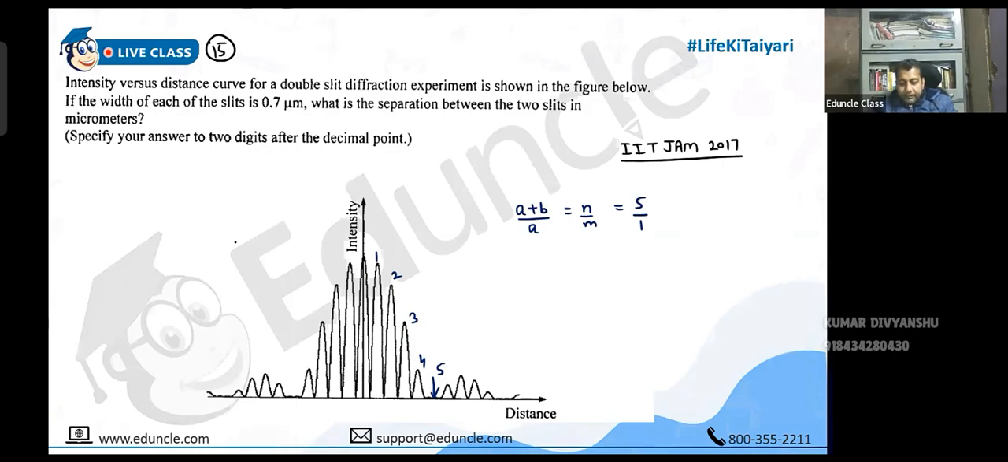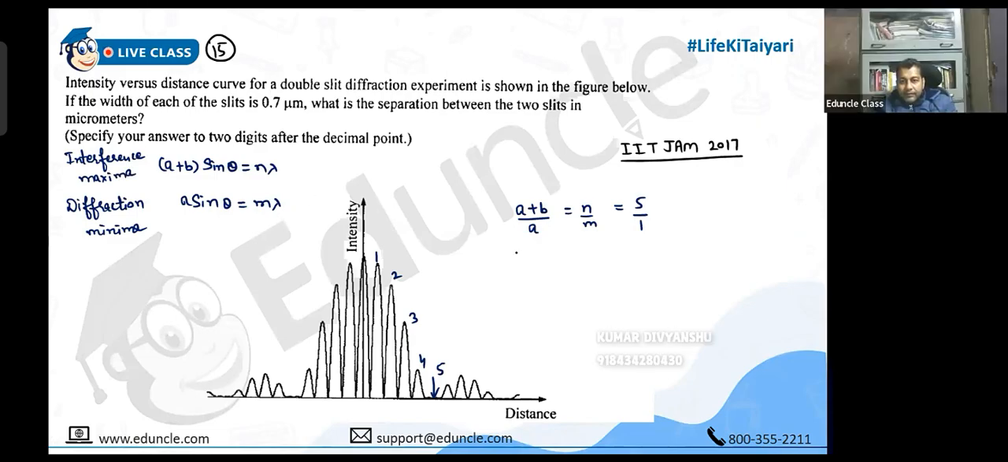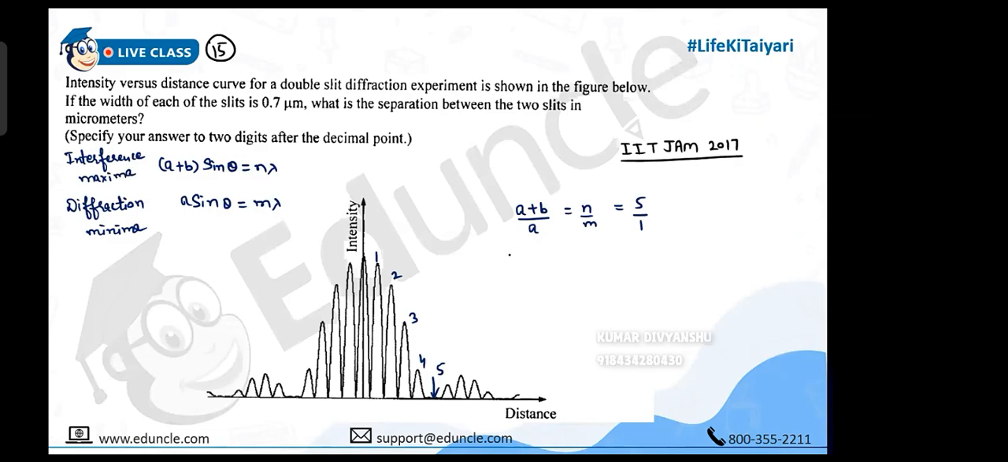Actually, the condition is like this: interference maxima, and a sin theta equal to n lambda is for diffraction minima. That's why n is 1. So how can we get a guess on which order is diffraction minima?